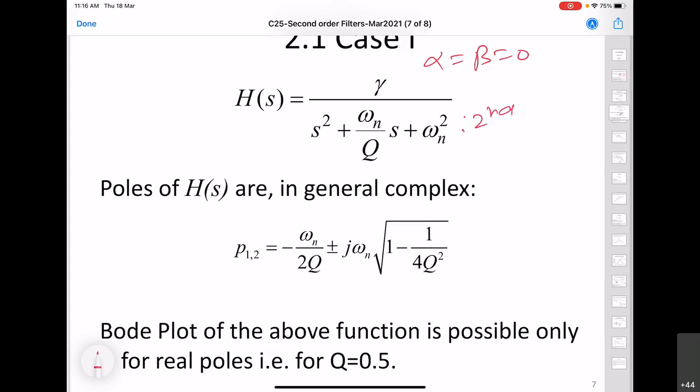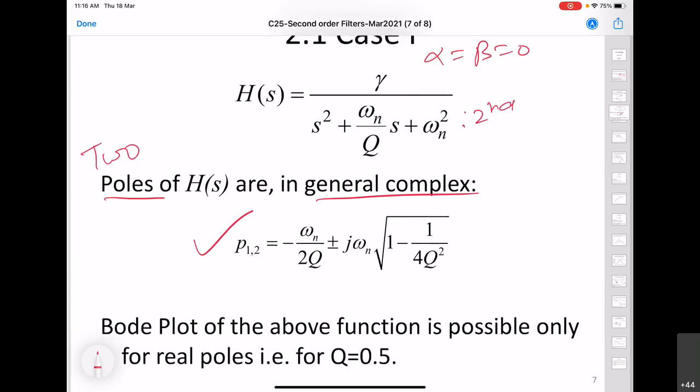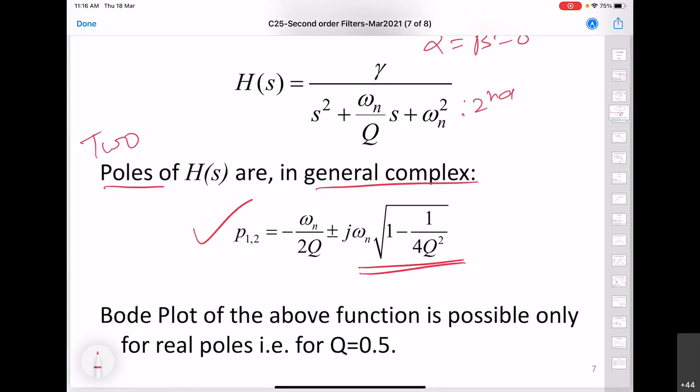So in general, there will be two poles, and in general they will be complex, given by this expression. And recall that whenever we considered the Bode plot, it was for a real pole. So here you can see that when this term is 0, which implies Q is equal to 1 by 2, in that case the poles are going to be real. So only for Q equal to 0.5 we will get real and coinciding poles.